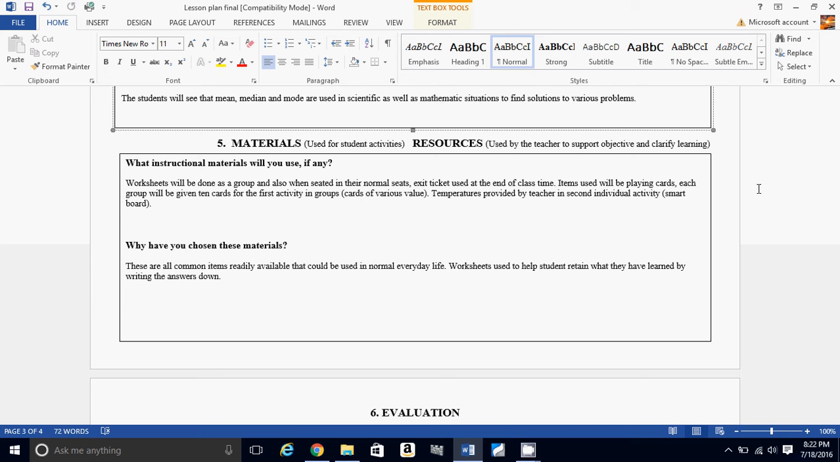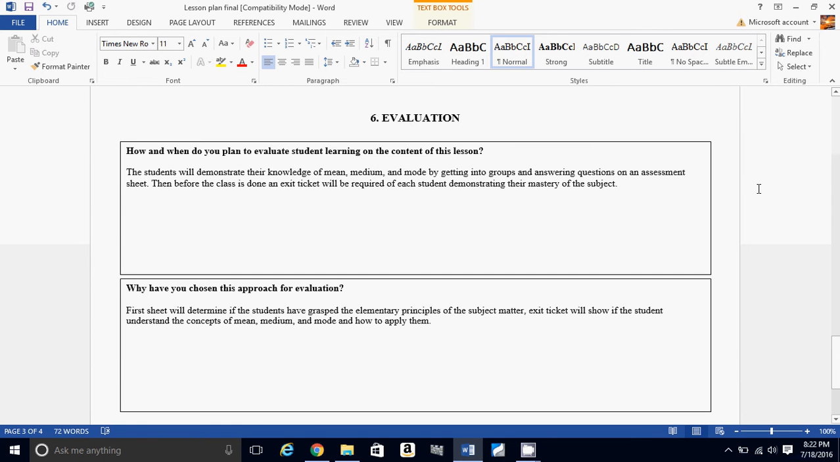Worksheets are going to be used to help the student retain what they have learned by writing the answers down. Again, that's a big way of how I learn, and it may not be for everybody, but if it is something that can help them learn, then by all means, we're going to try it.